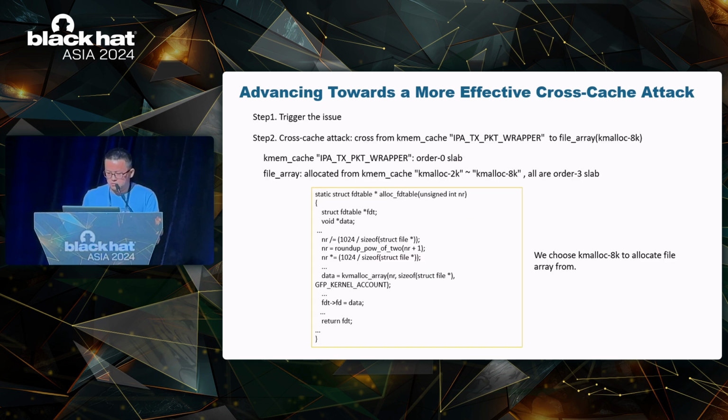So let's see our exploit step by step. First, trigger the issue and then start the cross-cache attack. We choose kmalloc 8k to allocate file array from. So this cross-cache attack would cross from the dedicated kmalloc cache to kmalloc 8k. The slab size of the dedicated kmalloc cache is order 0, while the slab size of kmalloc 8k is order 3.